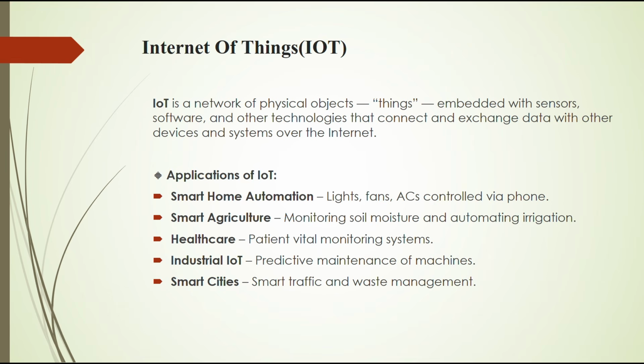Then we also learned about IoT. We learned many things in IoT also, like basic definition, which is IoT is a network of physical objects, things with sensors, software, and other technologies that connect and exchange data with other devices and embedded systems over the internet. There are lots of applications of IoT like smart home automation, smart agriculture, healthcare, industrial IoT, and smart cities.